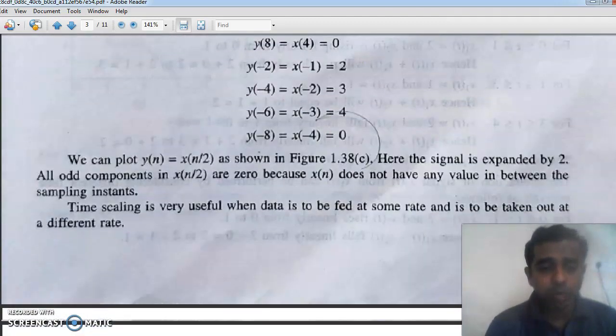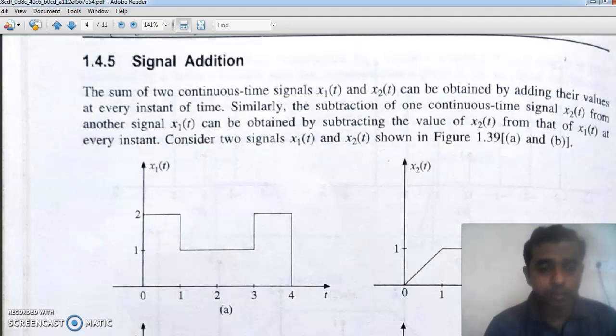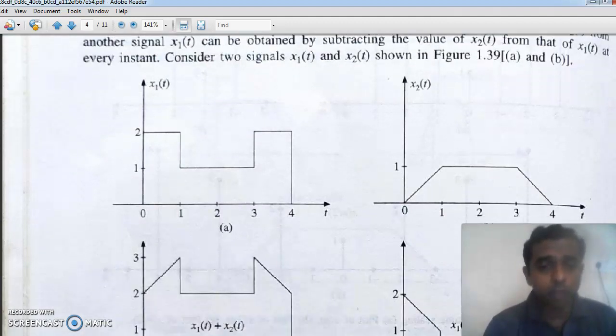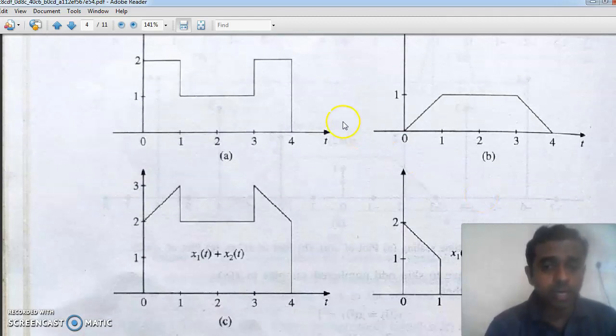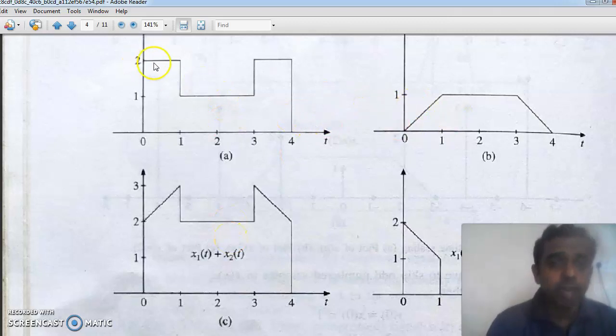And the next one is signal addition. What is signal addition? Suppose we have two signals, and this signal is being added with this one. From 0 to 1 we have 2 here, and from 0 to 1 I am having this signal. So this entire signal is added by a constant factor 2 here. So I am adding an offset here. This complete signal rises by an offset 2, and from 1 to 3 it is all 1. From 1 to 3 here also it is all 1.